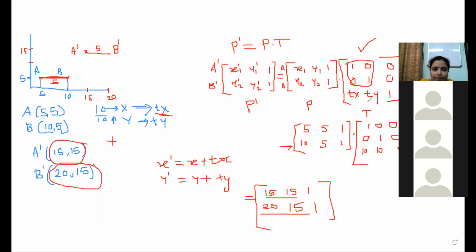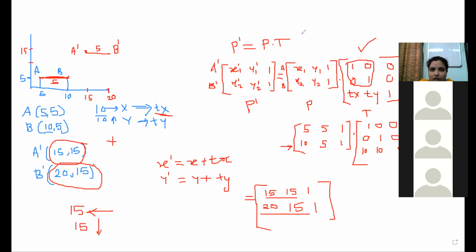Can you tell me? You have to move it 15 units towards left and 15 units towards down. Can you tell me Tx and Ty values? Yes. Minus 15, minus 15. Right. So here Tx and Ty both will be minus 15, minus 15.